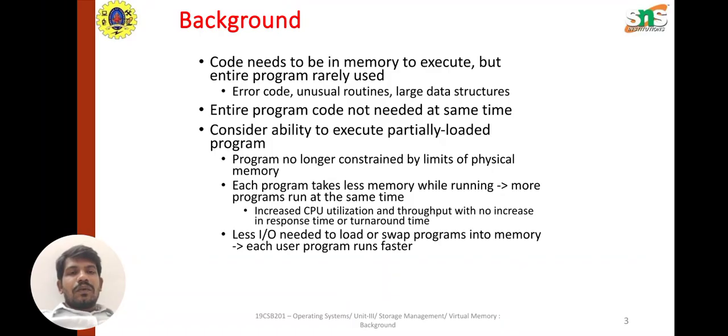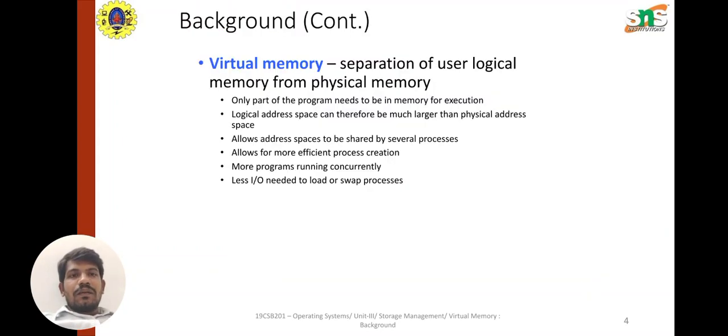Since each program takes less memory, CPU utilization and throughput increase with no increase in response time or turnaround time. Less input and output is needed to load and swap a program into memory, so each user's program runs faster. Virtual memory is the separation of user logical memory from physical memory. Only part of the program needs to be in memory for execution, so the logical address space can be much larger than the physical address space.